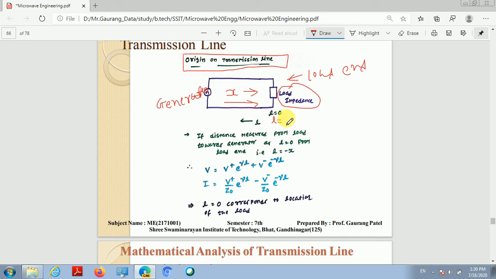Okay, so all the distances are measured from the load end now. Instead of considering the distance in the positive x direction, we'll consider the distance from load to generator, in this direction, and we define that distance as L. Now what is L over here? L is nothing but minus x. What is the relation between L and x? L is equal to minus x.